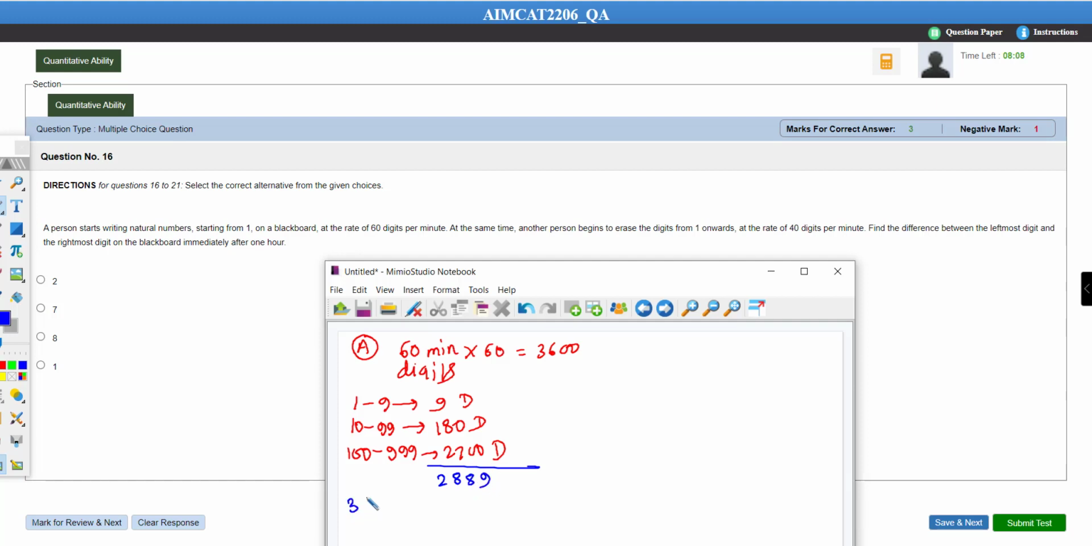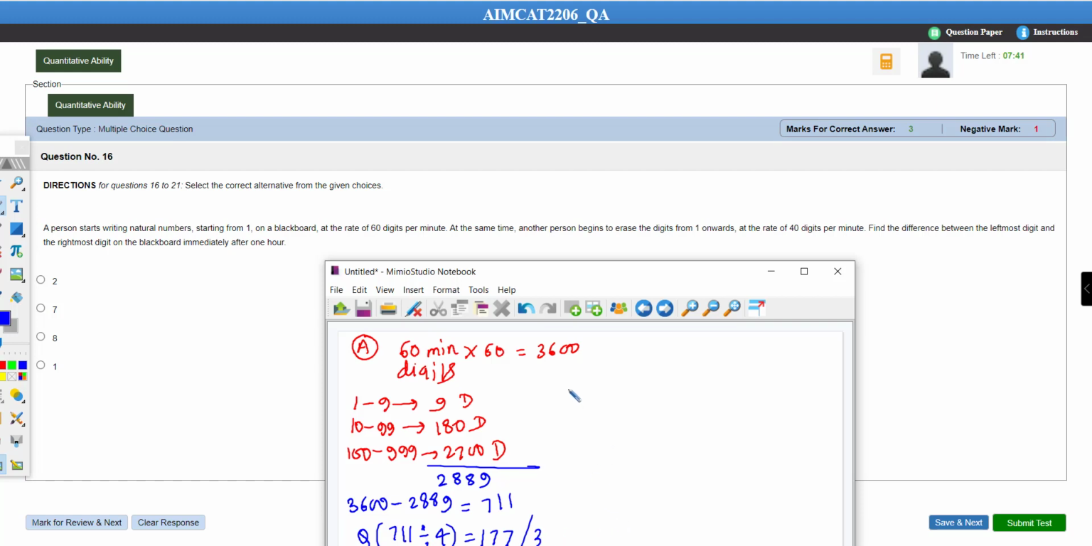How many are left? 3600 minus 2889. This subtraction is going to be 711. Whatever will come after that will be 4-digit numbers. So the quotient of 711 divided by 4: 4 ones are 4, 4 sevens are 28, 4 sevens are 28, and the remainder is 3.